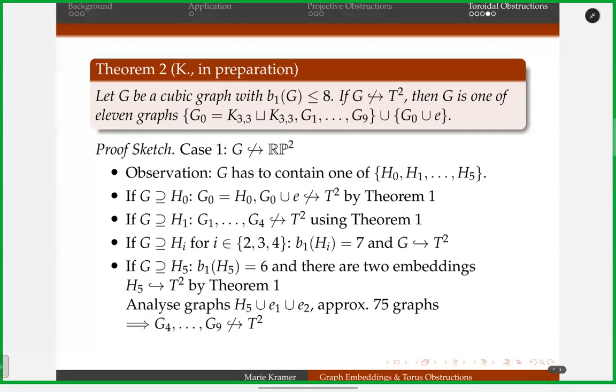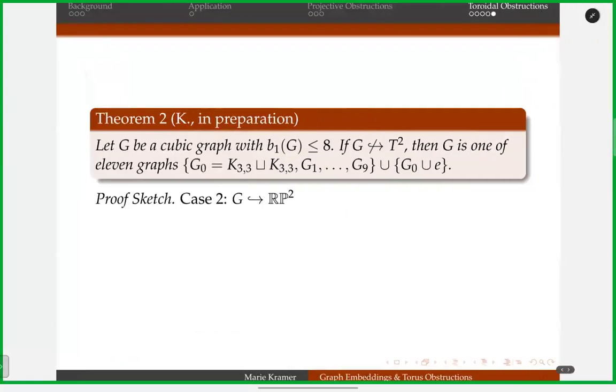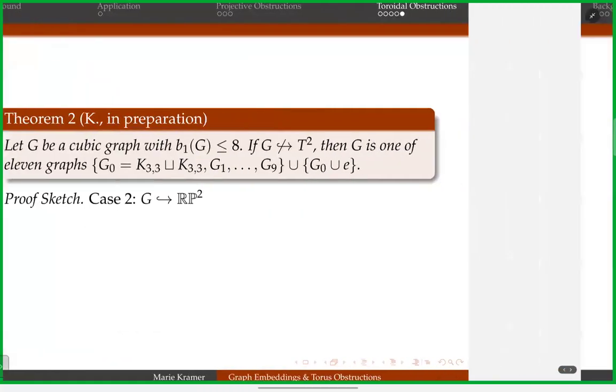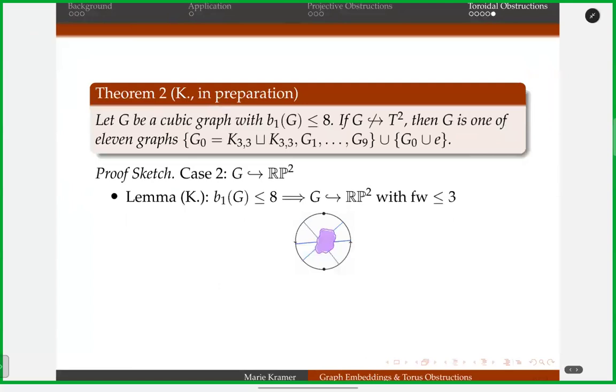Okay, that was the first case. We already found all of our graphs that we wanted to find. So now we need to argue why we don't get any more graphs if G does embed into RP2. This is actually a pretty quick and nice argument. Well, we do need to do some work.